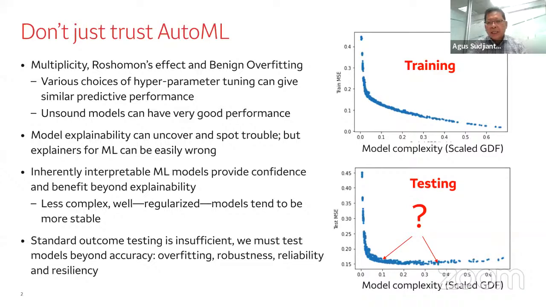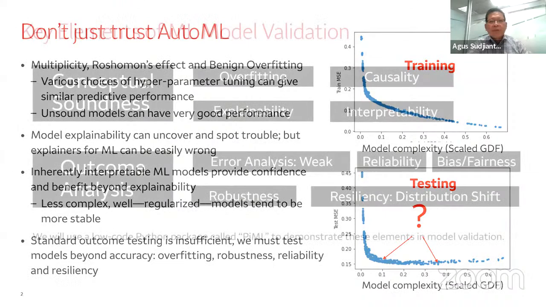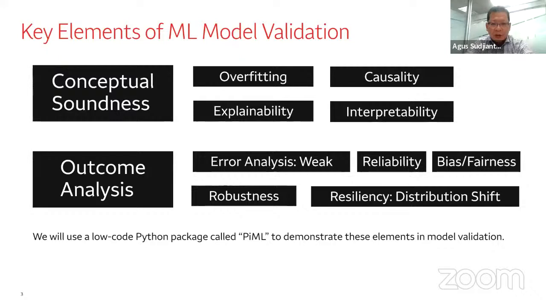And that tool are all in the PiML as well. So let me go to one slide and then I'll turn it to Agent. So when we talk about model validation for machine learning, we talk about two main concepts: conceptual soundness, and the second one is outcome analysis. When we talk about conceptual soundness, we talk about overfitting, causality, explainability and interpretability. So in today's lecture, we're going to talk about explainability and interpretability.